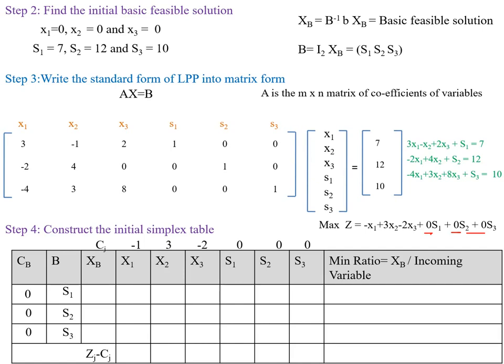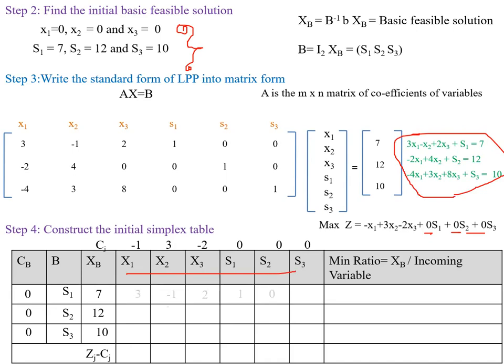Here we already determined the initial basic feasible solution, and we obtained the S1, S2, S3 values as 7, 12 and 10. So here I have to write down the 7, 12 and 10 values. And here we have to write down the coefficients for the variables, which are observed from the constraint equations. So here I have to fill in all the coefficients for these basic variables.